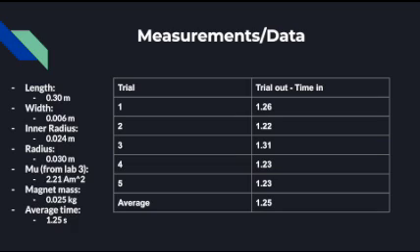Dropped from 0.3 meters. The width was around 0.006 meters. Inner radius was 0.024 meters. Radius was 0.03 meters. Mu, we used from Lab 3, which is 2.12 or 2.21. The magnet's mass was 0.025 kilograms, and the average time was about 1.25.